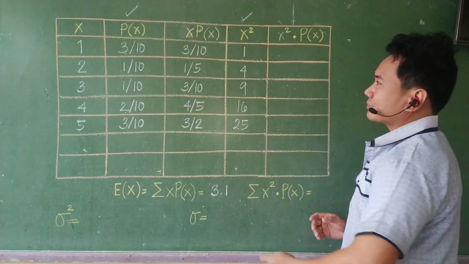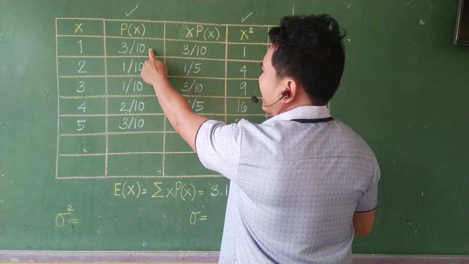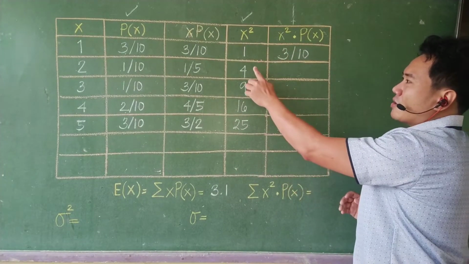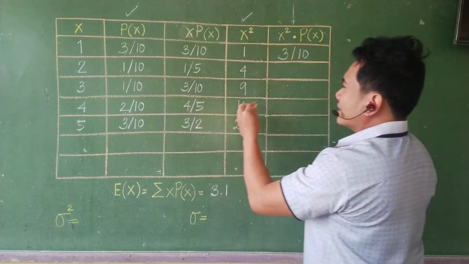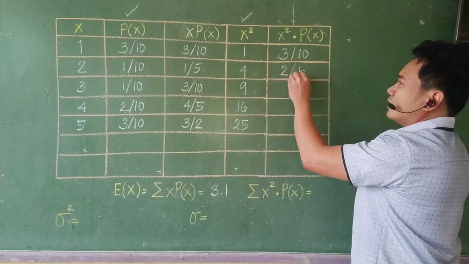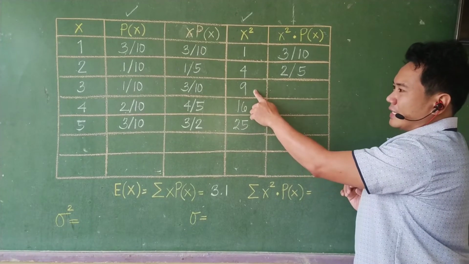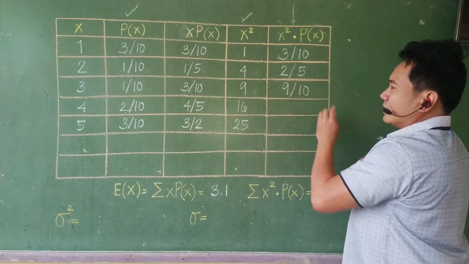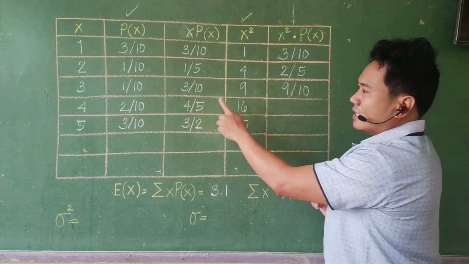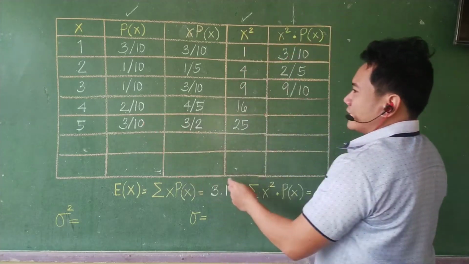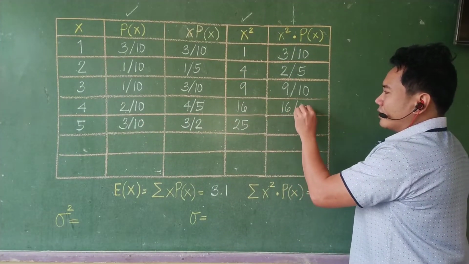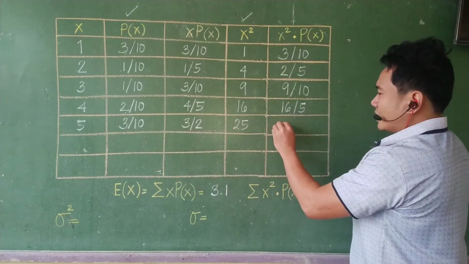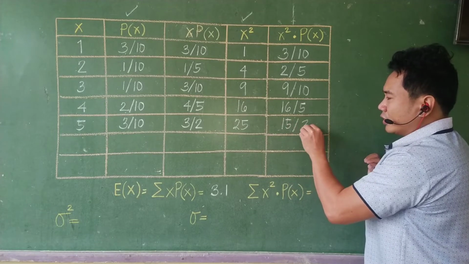Let us begin. 1 times 3/10 equals 3 over 10. 4 times 1/10 equals 2 over 5. 9 times 1 over 10 is 9 over 10. 16 times 2 over 10 is 16 over 5. 25 times 3 over 10 is 15 over 2.